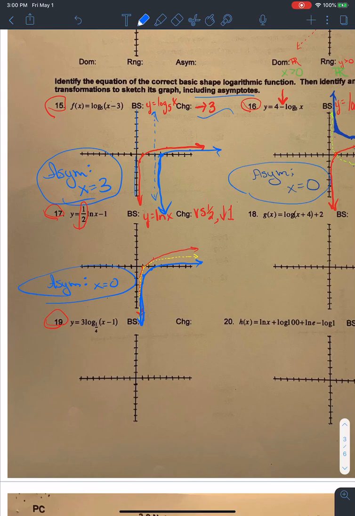Let's do number 19, and then we can move on with something new. Okay, if I'm looking at number 19, my basic shape is going to be y equals log base 1/4 of x. And it looks to me like we have two changes. We have a vertical stretch of 3 and a right shift of 1.